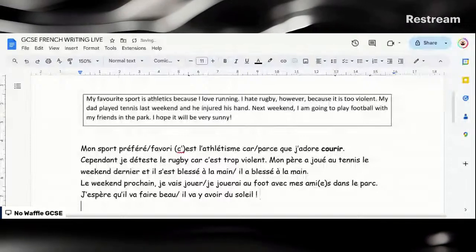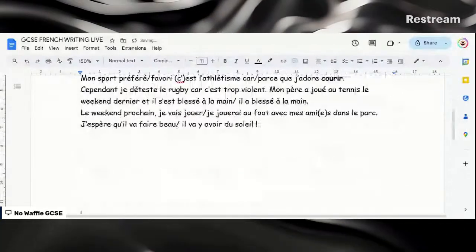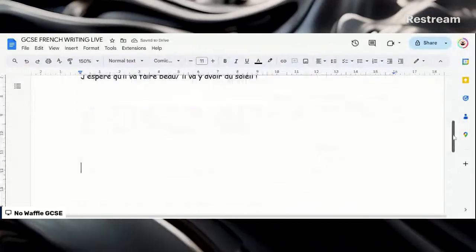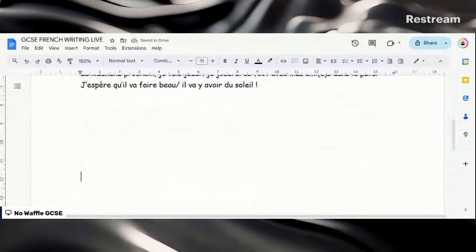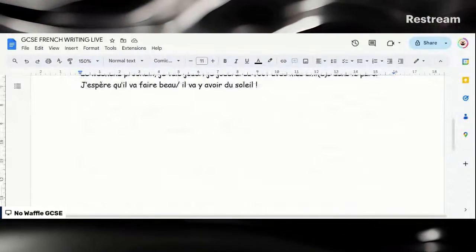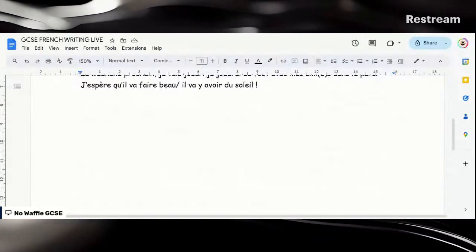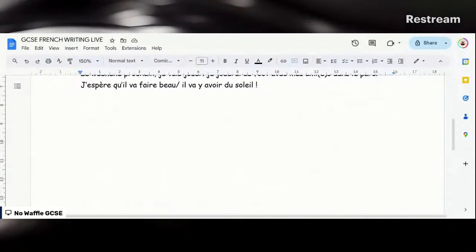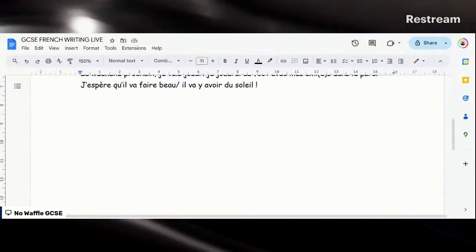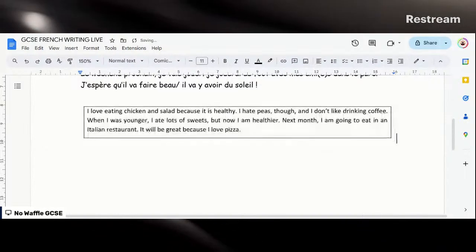Okay, let's do another one now. Hopefully you're finding this helpful. If you want me to pause so that you guys can have a go at the translation, then let me know and I can do that as well. So the next one is going to be about food and drink. To test your knowledge on vocab like that.